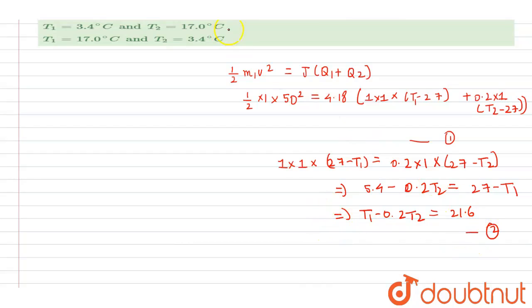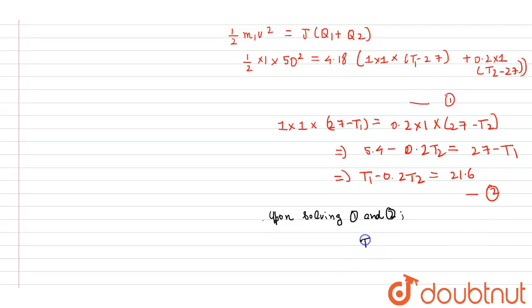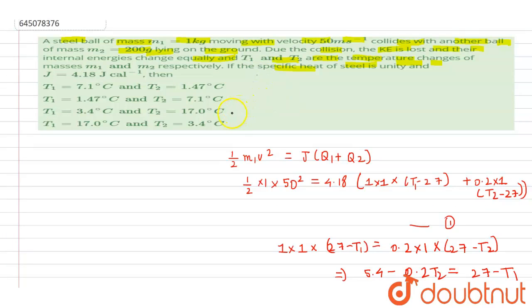If we solve equations 1 and 2, upon solving we obtain T1 equal to 3.4 degrees Celsius and T2 equal to 17 degrees Celsius. So we see that option C is correct.